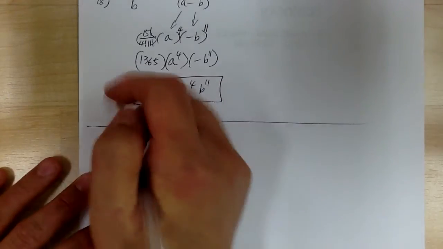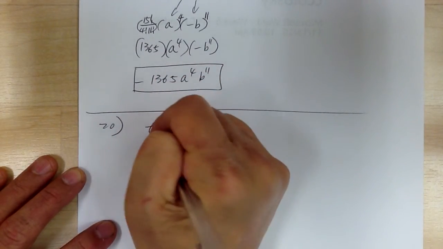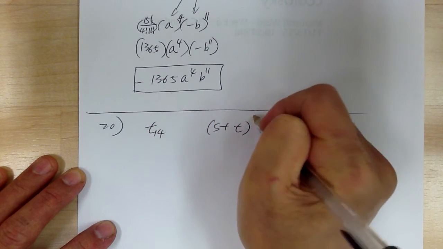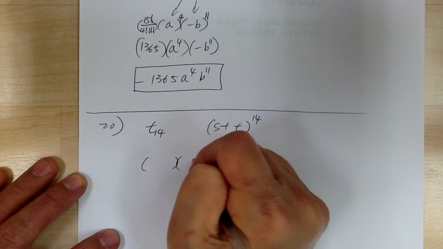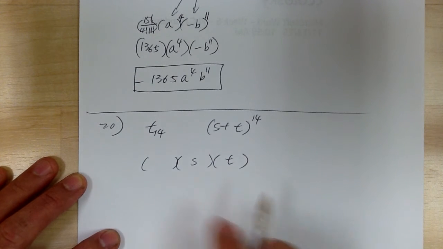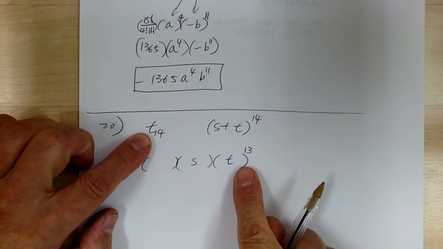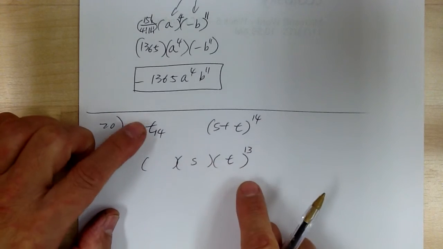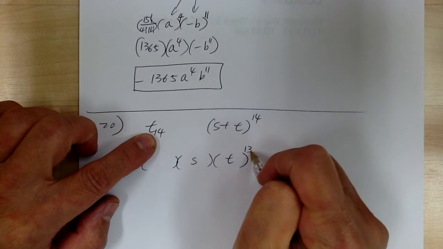Okay, let's do number 20. You're looking for the 14th term, so you're looking for t14. So you have (s + t) to the 14th power. Again, every term has 3 parts: you have the s, you have the t, and you have the coefficient part. Now if it's t14, this would be 13. Now this t and this t are different: this is the term, and this is the variable t. But if it's t14, your exponent must be 13.